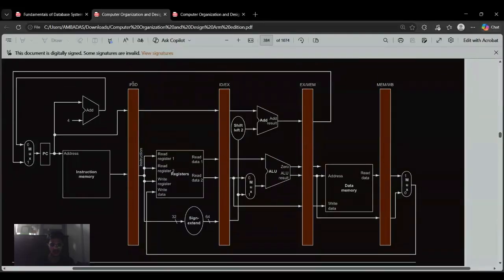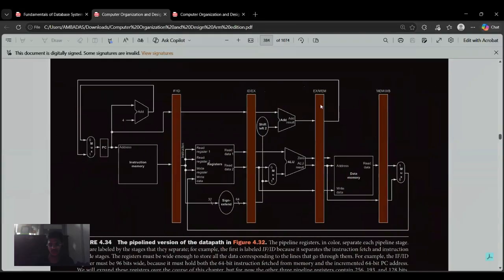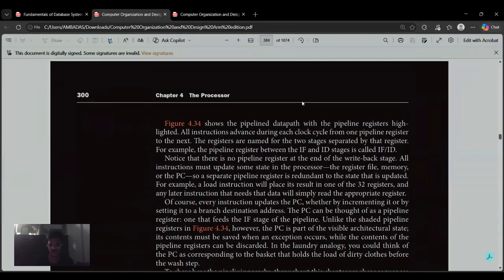As I said earlier, these are the pipeline registers, or buffers, between each stage, and the name is, if it's between IF and ID, then the name will be IF/ID. Similar for all the four buffers or pipeline registers.